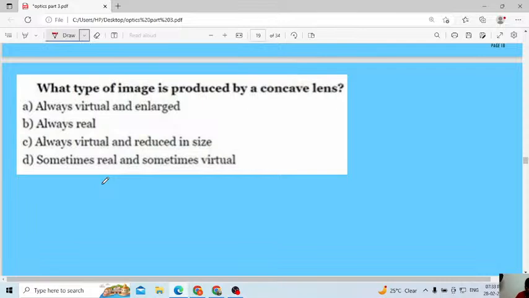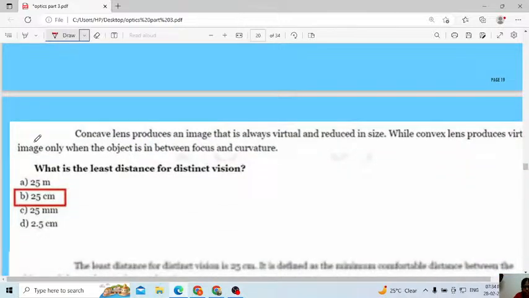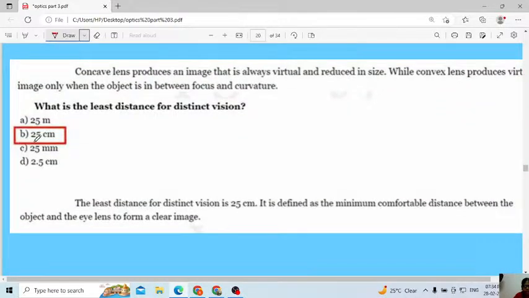Everyone is telling option C is the correct answer. Which type of image is formed in a concave lens? Always virtual and also reduced in size. Very good. Radhika and Patil, only two have given the answer. Okay, this one I will explain.